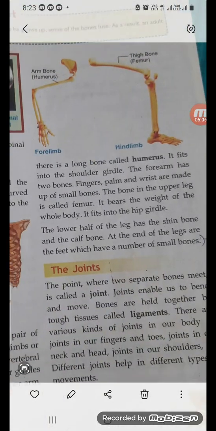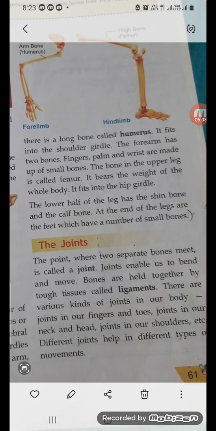Now let's come to the joints. The point where two separate bones meet is called a joint. दो bones जहाँ meet होते हैं, that particular point is called the joint. Joints enable us to bend, move. बिना joint के आप और हम move ही नहीं कर सकते थे.